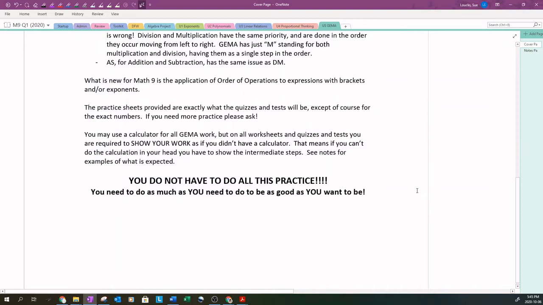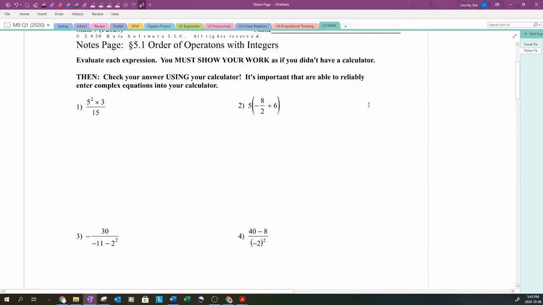Okay. All right, let's take a look at the examples page. So you're supposed to evaluate expressions. Each expression, you need to show your work as if you didn't have a calculator, which means if it's not a number fact, you can't do multiple steps at one time. You need to show me that you know how to do this without a calculator.